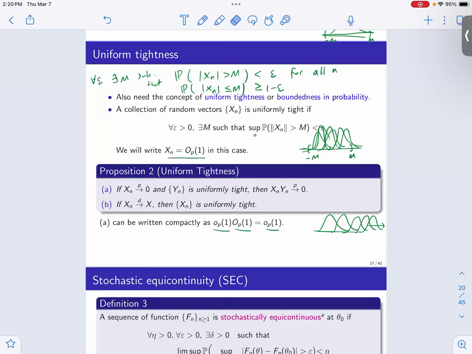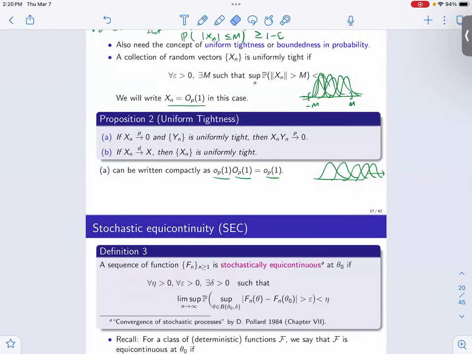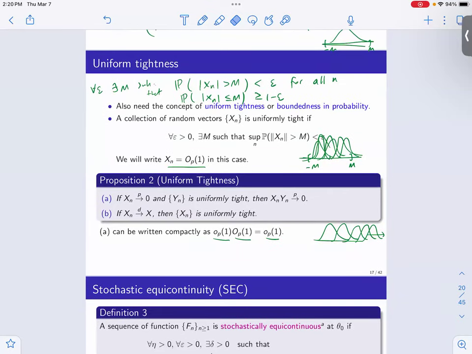So we really are going to use this if we start proving things. So I'm going to be glossing over it a little bit. Yes. It doesn't say anything about the first moment. It just says that.